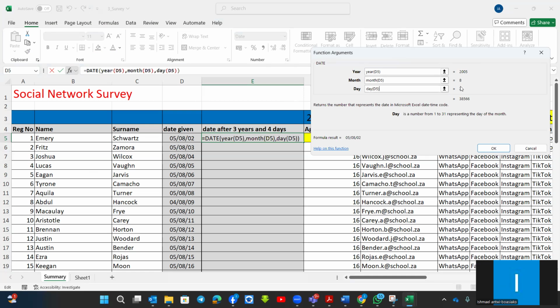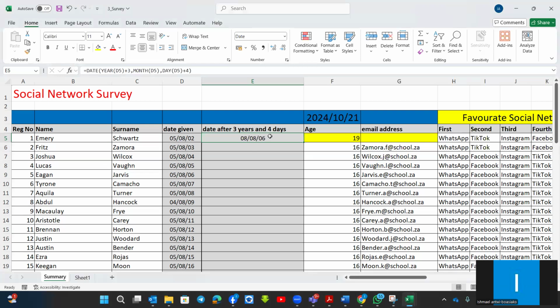Right, 2005, August 2nd. Now, the question says 3 years after the date given. So you go to the year space there and say +3. After means plus. Before, you say minus. And then 4 days, +4. You click OK. So this will be the new date, 3 years and 4 days after this date. So basically, when you are given a certain date, you can be asked to add some years to it, and also subtract or add some days and months.